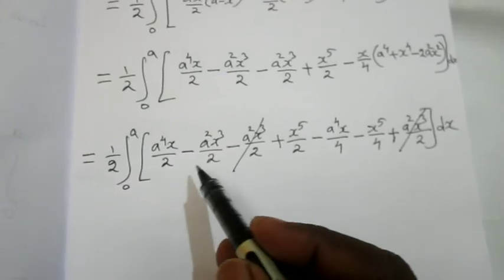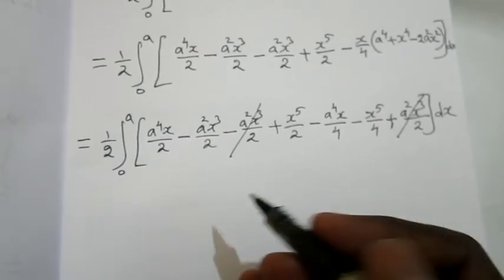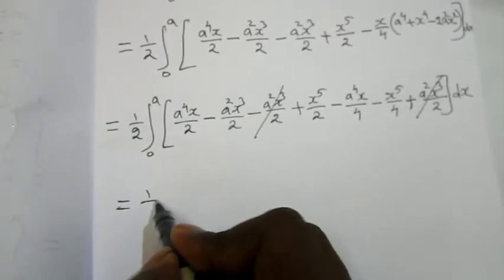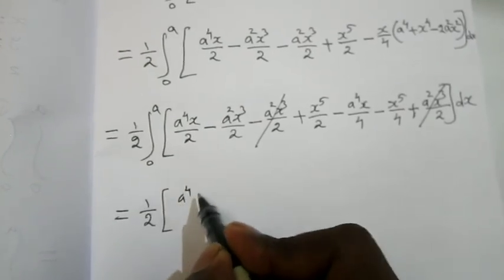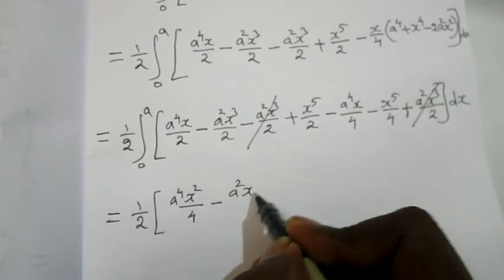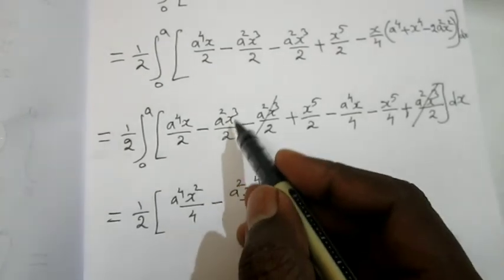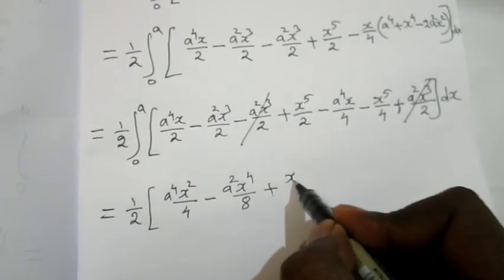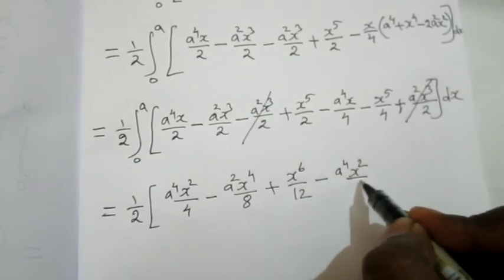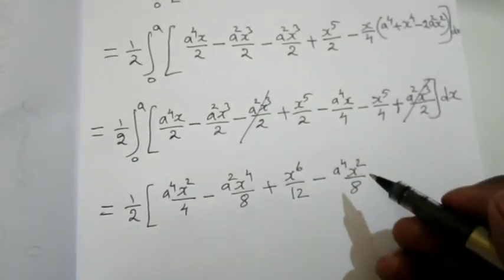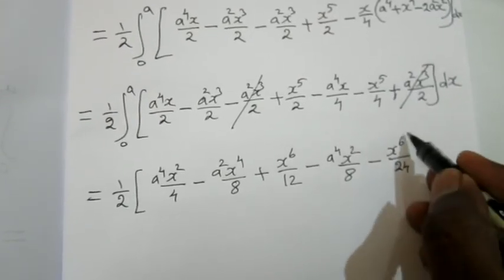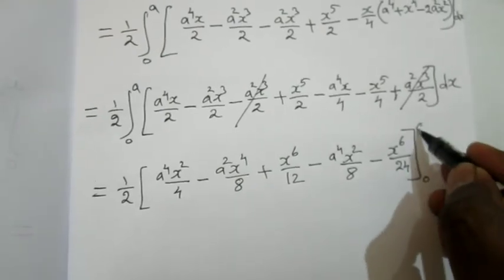Further we can simplify, or otherwise we can integrate directly. So 1/2 times: a⁴x²/4, minus a²x⁴/8, plus x⁶/12, minus a⁴x²/8, minus x⁶/24, with the limit 0 to a.